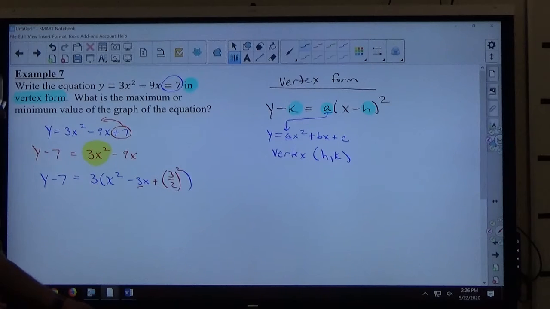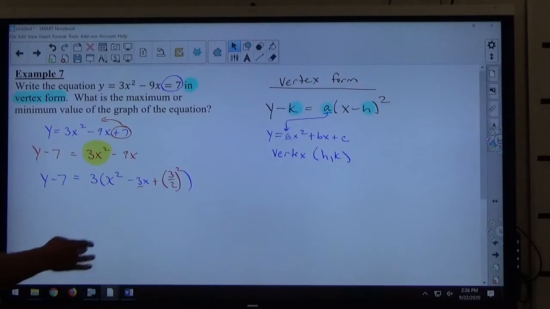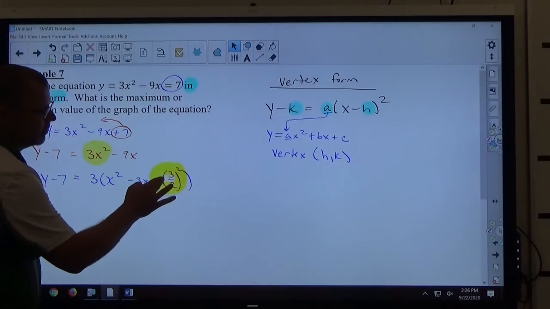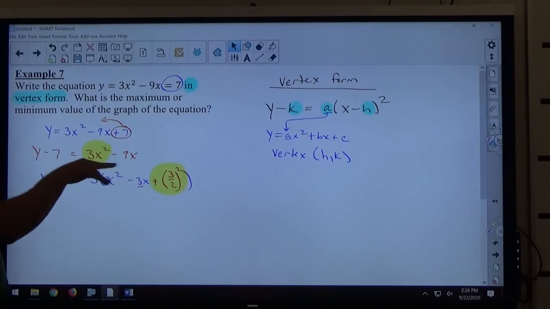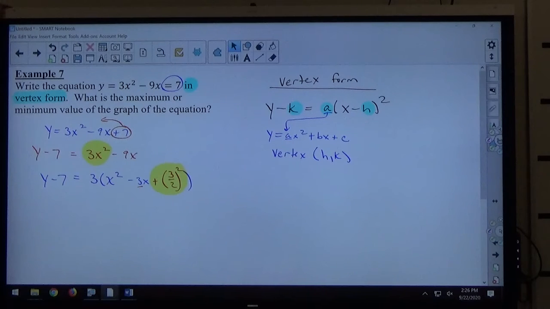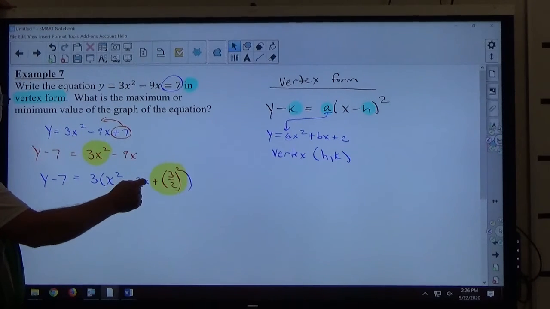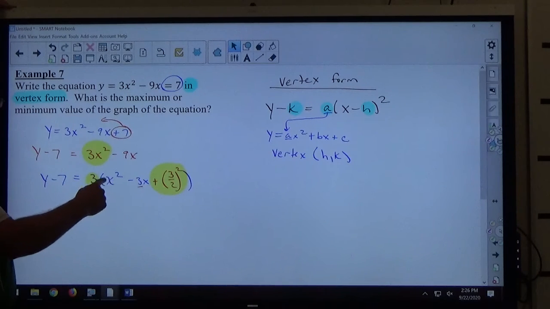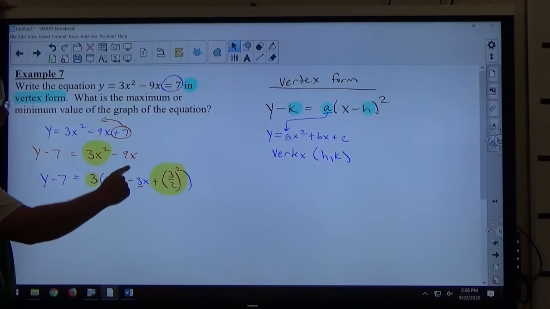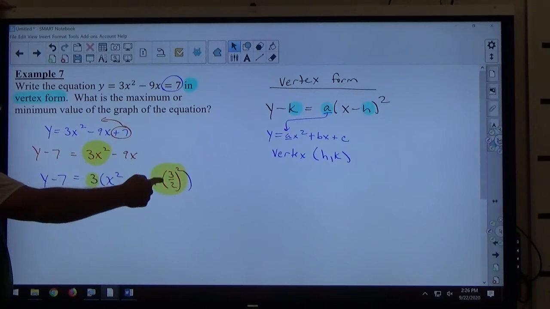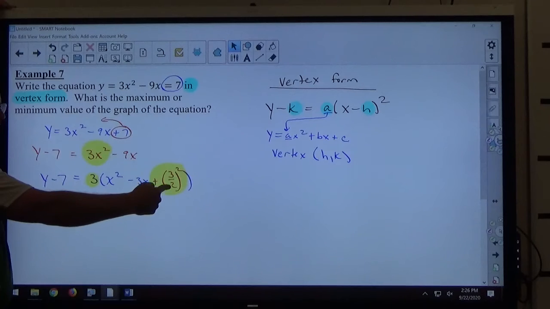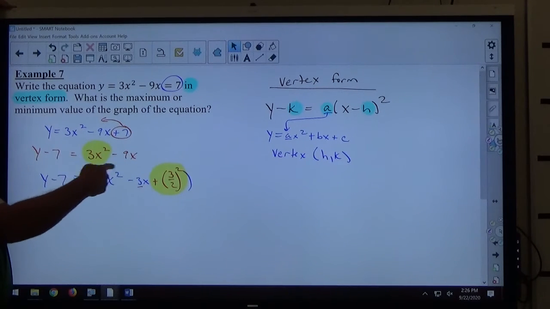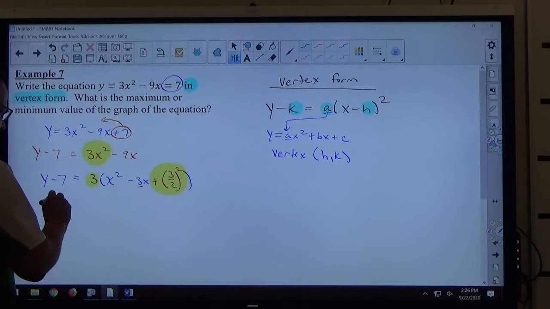But let's consider what I really added, because I did add 9 fourths right there. Where is 3 halves squared located? On the right-hand side, inside what? The parentheses, right? So this 3 halves squared is also being multiplied by this 3, just like these two things are being multiplied by 3, right? 3 times x squared is 3x squared, 3 times negative 3x is negative 9x. Both of these things are being multiplied by 3. This is also being multiplied by 3. So I added 9 fourths, but I really added 9 fourths times 3, so I added 27 fourths on that side. So I have to add 27 fourths on this side.